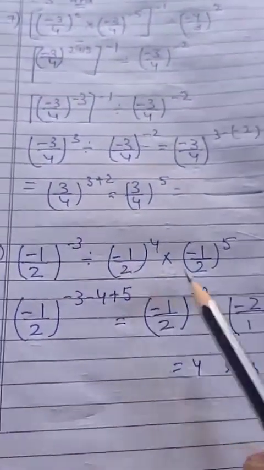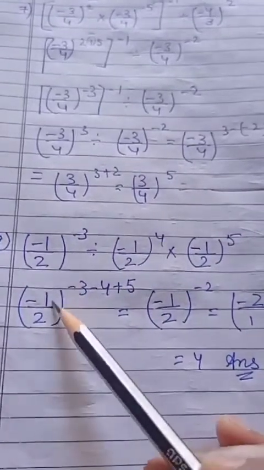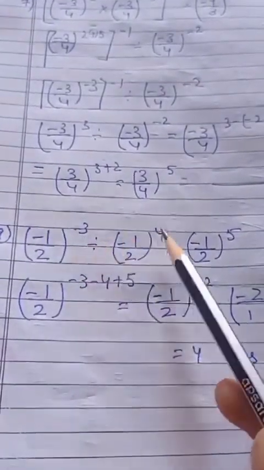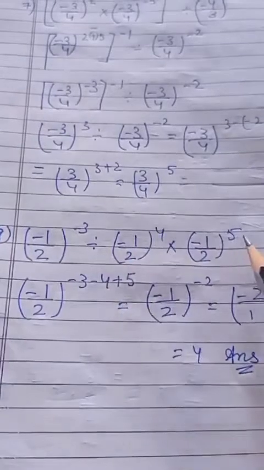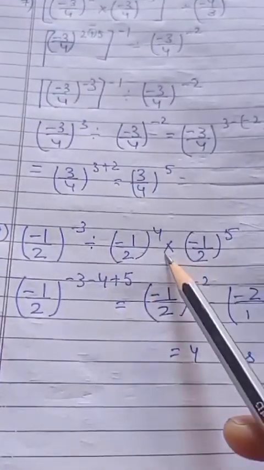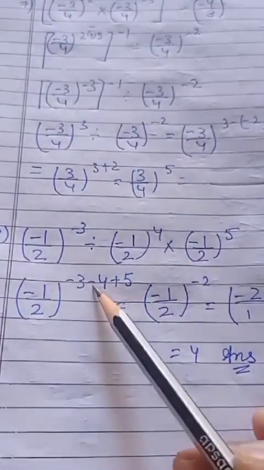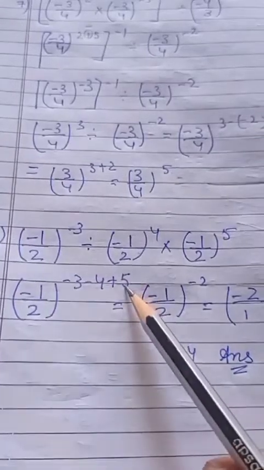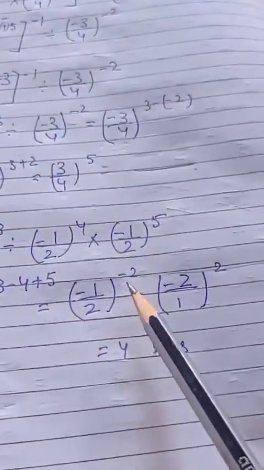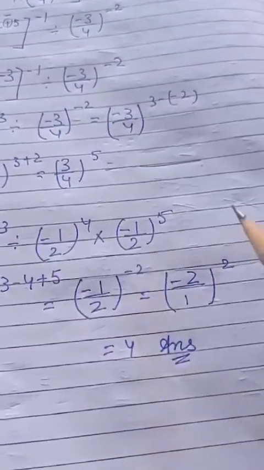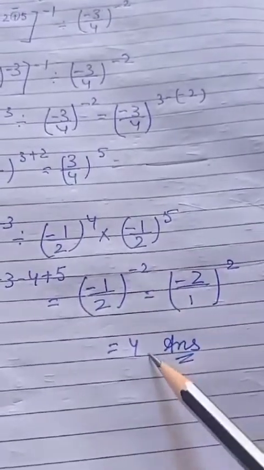Next is 8th part. Minus 1 by 2 minus, all the bases are same. So minus 1 by 2 minus 3 minus 4 because division sign is here. Plus 5 because multiplication sign is here. Minus 3 minus 4 is minus 7. Minus 7 plus 5 is minus 2. Again negative power, not acceptable. Reciprocate it. You will get your answer as 4.